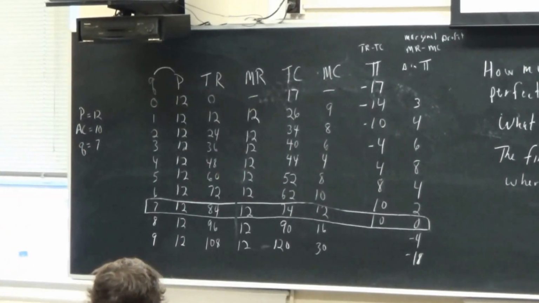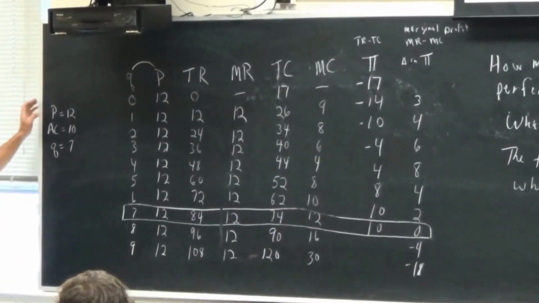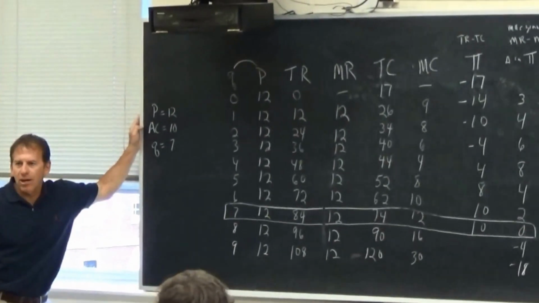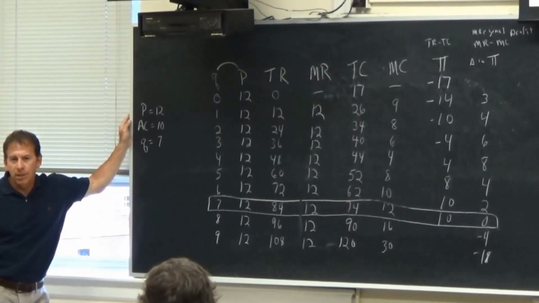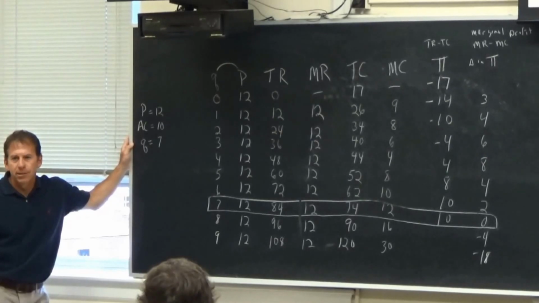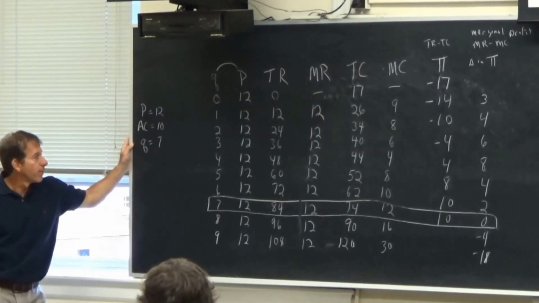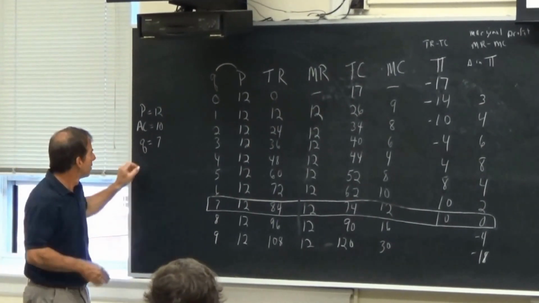So what would be your profit in this case? You don't need to look at a formula. But if the price was 12 and the average cost was 10, how much are you making per unit? 2. And how many units are you making? Yeah, so you're making 7 units, so your profit is going to be equal to what? 14.